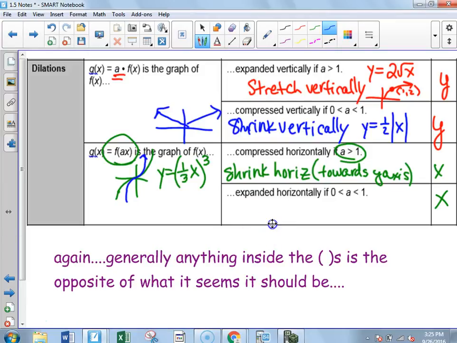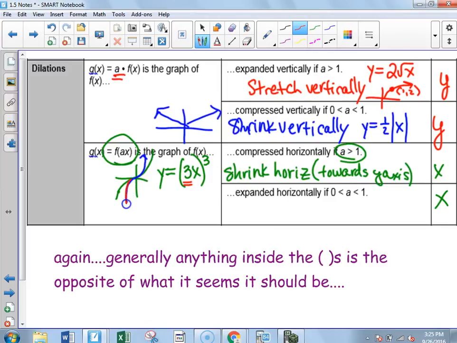That's, I'm full of baloney, because what was I supposed to be doing? Yeah, this would be a 3 in here, not a 1/3. It had to be greater than 1. Trying to get through these and I'm not doing a good job. Okay, a number greater than 1 in here is what would shrink it in towards the y-axis.